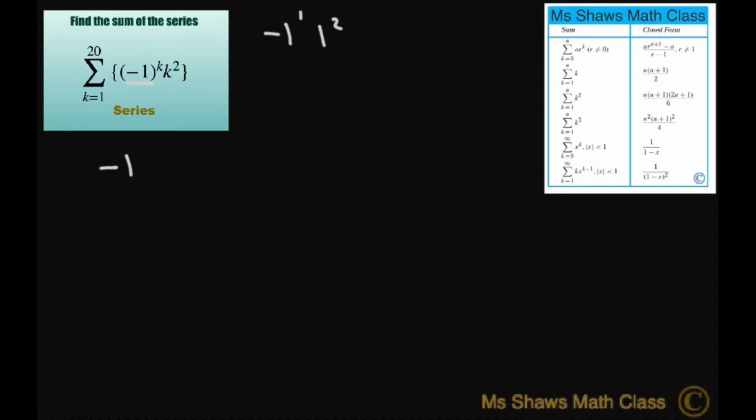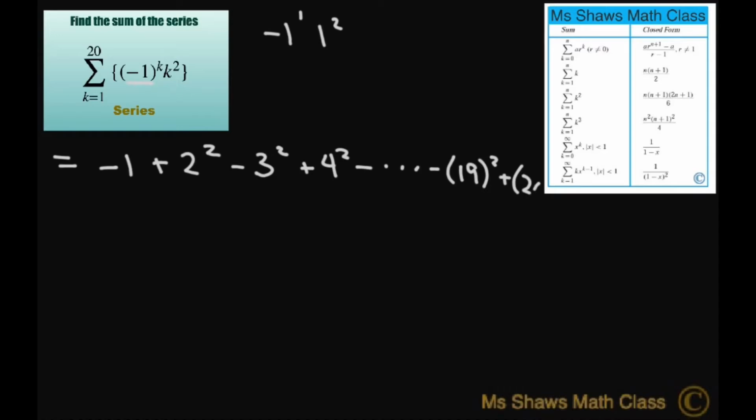And the next term would be plus 2 squared, right? And the next term would be minus 3 squared, then plus 4 squared, and then minus, dot, dot, dot, minus 19 squared, then plus 20 squared. Put that in red, 20 squared.